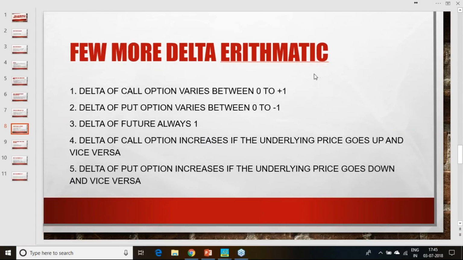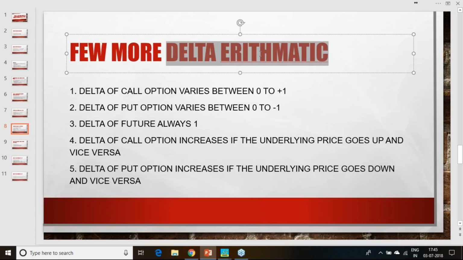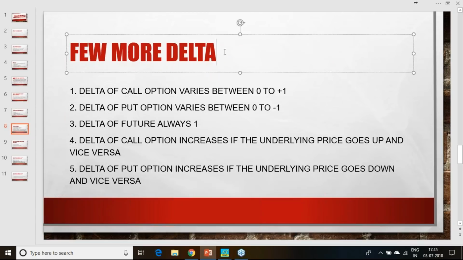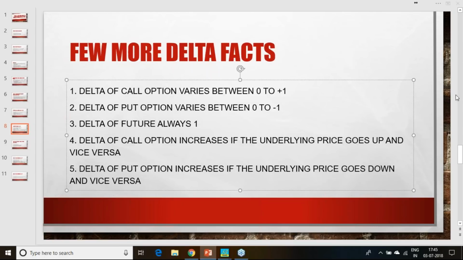Now, some more facts about the delta. Delta of a call option varies between 0 and +1. Maximum it can go to +1. Delta of a put option varies between 0 and -1. And delta of a future is always 1. So these are the facts about the delta.